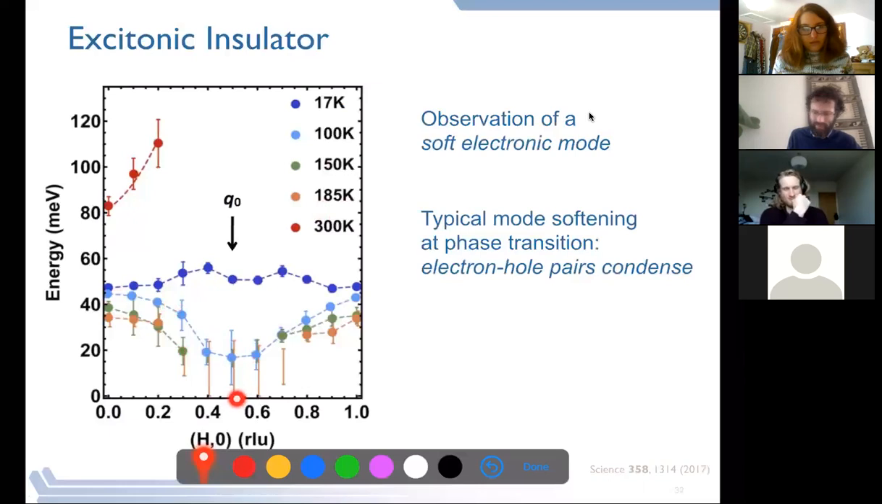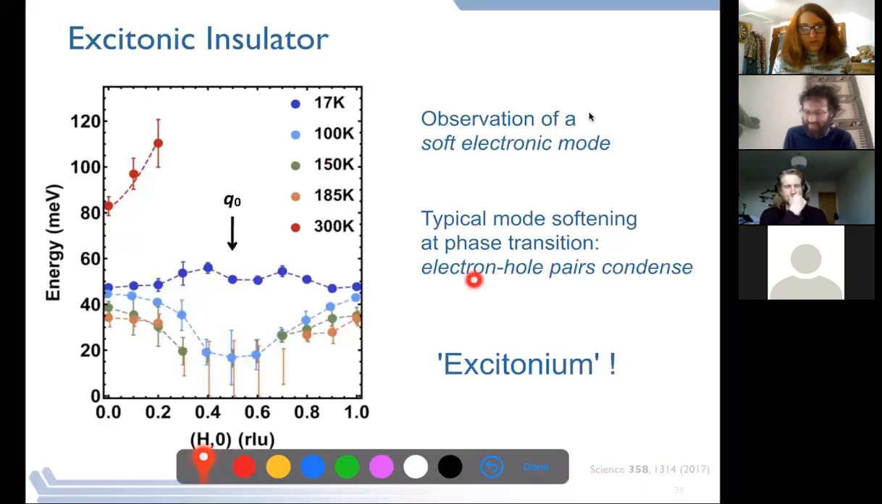It's at 0, within this error bar. So what you see here is exactly this exciton going to 0 energy. What it means is that pairs of electrons and holes, these bound pairs together, condense and form a charge density. So this is the excitonic insulator.